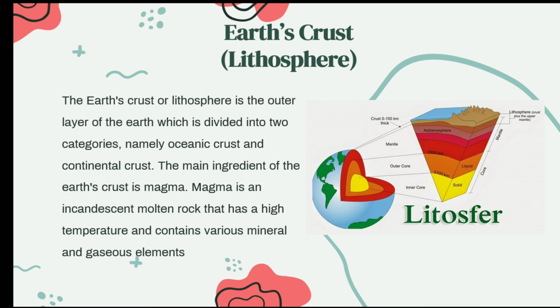Let's get into the Earth's crust. The Earth's crust, or the lithosphere, is the outer layer of the Earth, which is divided into 2 categories, namely oceanic crust and continental crust. The main ingredient of the Earth's crust is magma. Magma is an incandescent molten rock that has a high temperature and contains various mineral and gaseous elements.